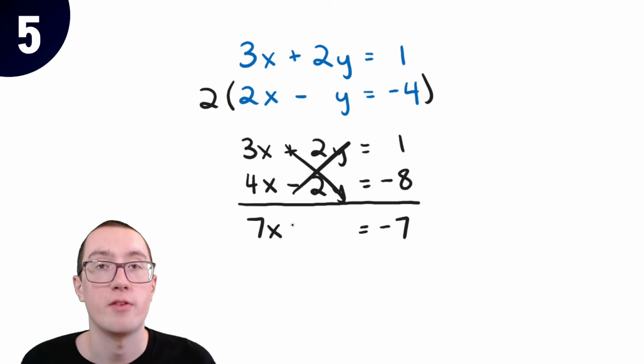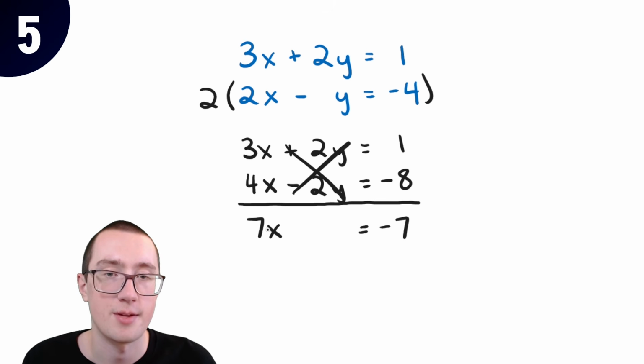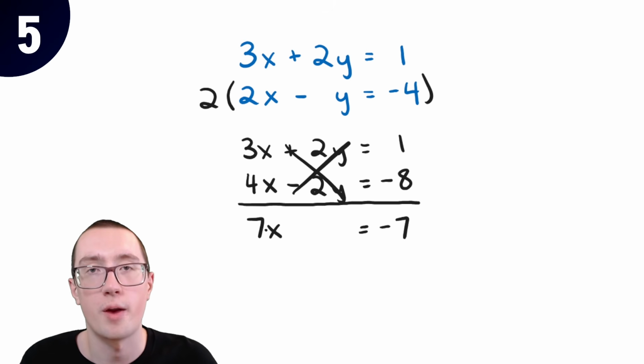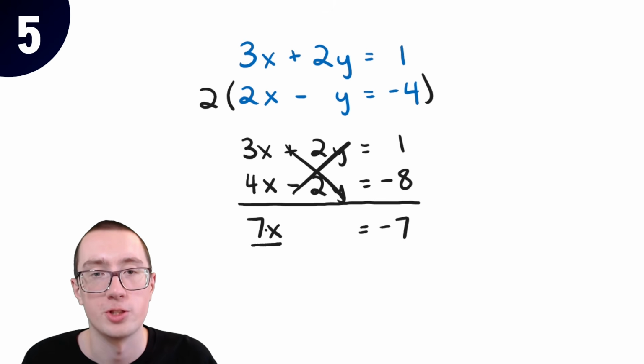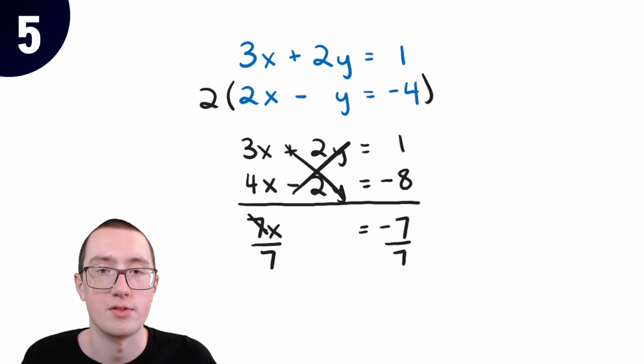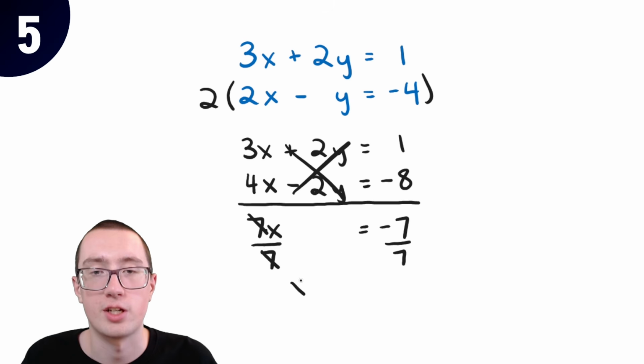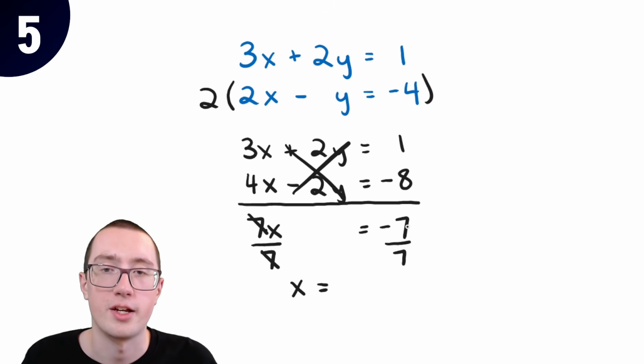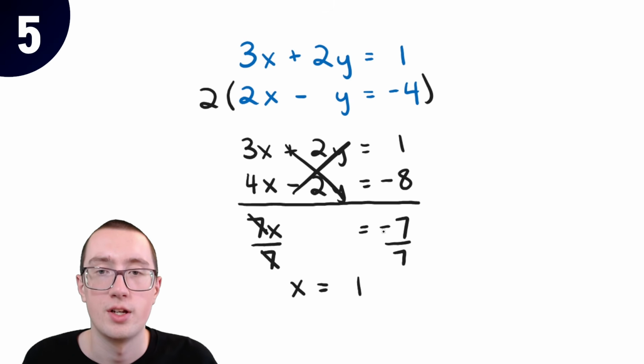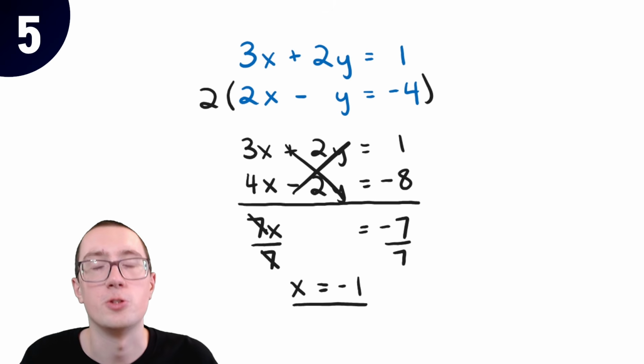And now we actually just have a one-step algebra problem to solve. So 7x is the same thing as 7 times x. So I'm going to do the opposite of multiplication, which is division, and divide both sides by 7. So the 7's cancel out. On the left side, I just have x. And on the right side, I have 7 divided by 7 is 1, and 1 minus sign, so the minus sign stays. So x is equal to negative 1.